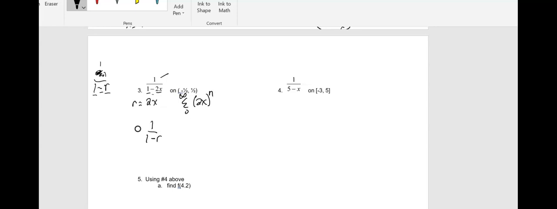1 over 1 minus r. We know we want our first term to be a 1. Set it equal to the equation that you were given to work with. Cross multiply.